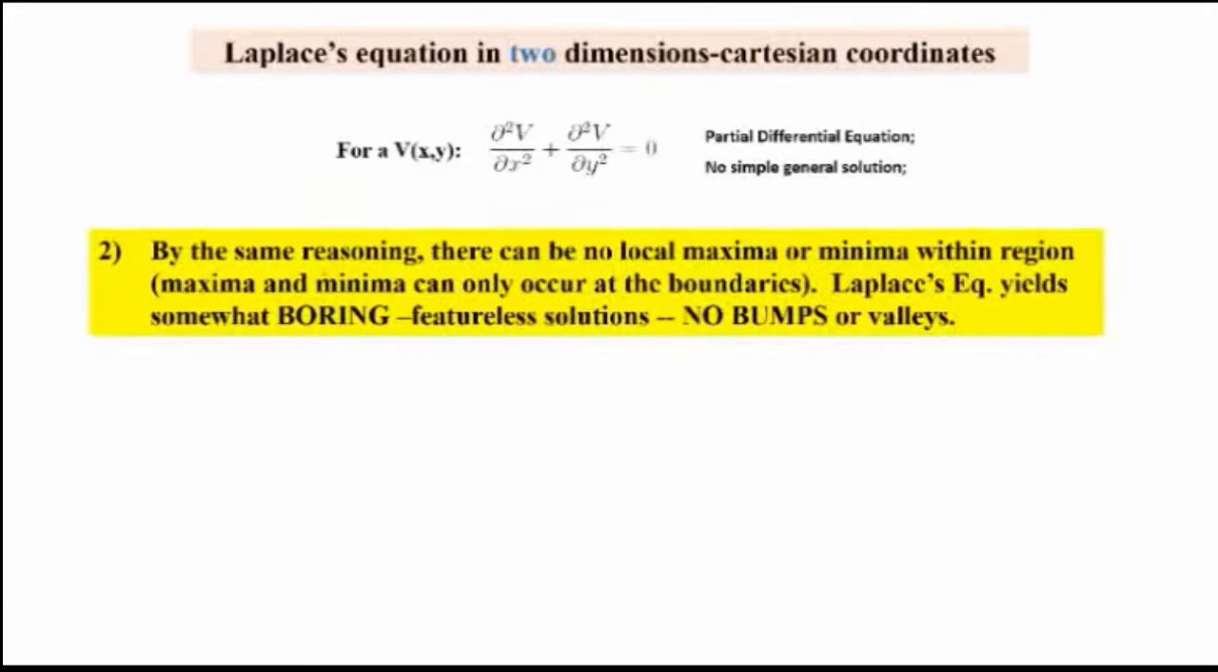The second theorem is that by the same reasoning that we used before, having these second derivatives equaling 0, there can be no local maxima or minima within the region. You can only have maxima or minima at the boundaries. Laplace's equation yields somewhat boring featureless solutions because of the fact that it can't have maxes or mins. So in other words, there's no bumps and no valleys.